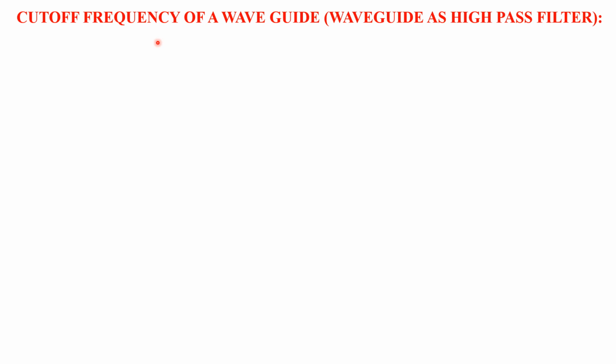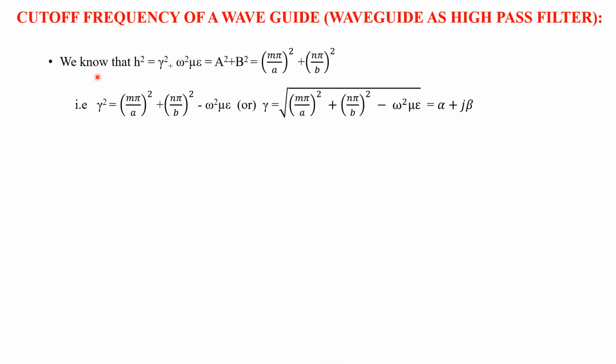In this video, I am going to derive how to calculate the cutoff frequency of a waveguide and the cutoff wavelength of the waveguide also. Now let's first see this expression: h square is equal to gamma square plus omega square mu epsilon, equal to a square plus b square, equal to (m pi by a) whole square plus (n pi by b) whole square. We already derived this equation in the propagation of TE and TM waves in a rectangular waveguide. I have already derived this equation in our previous video. If you don't know this equation, please watch our previous video and then come to this video.